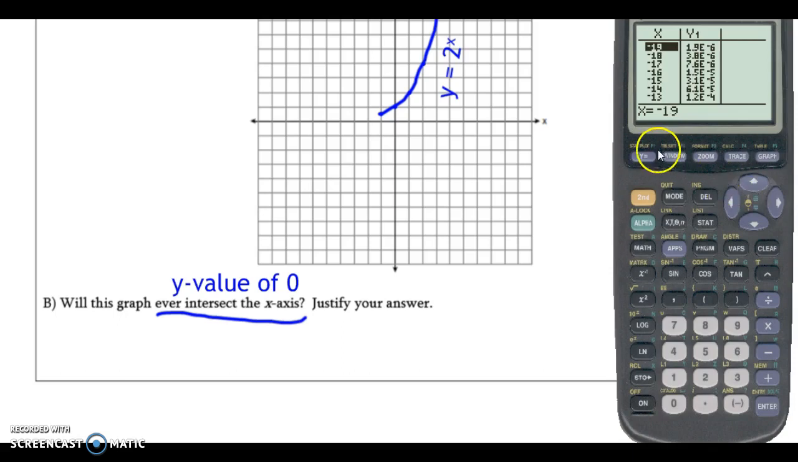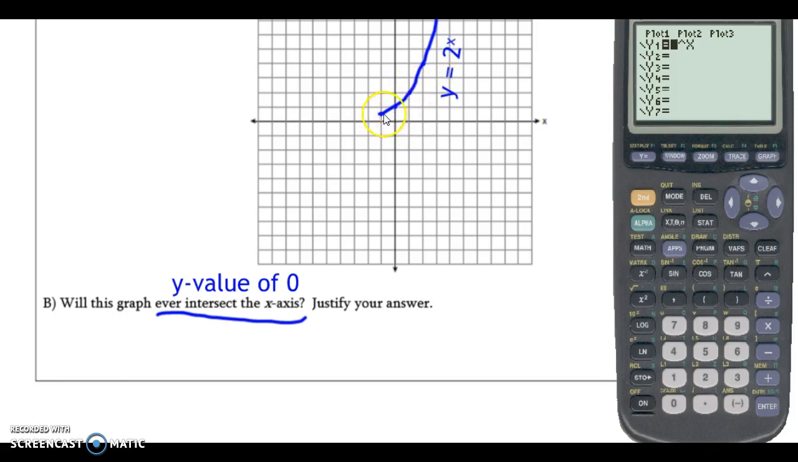And that should make sense because of this reason. Here's my equation, y equals 2 to the x, which means I multiply by 2 every time I go from a point to the next point. From here, 1 times 2 is 2, 2 times 2 is 4, 4 times 2 is 8, etc.